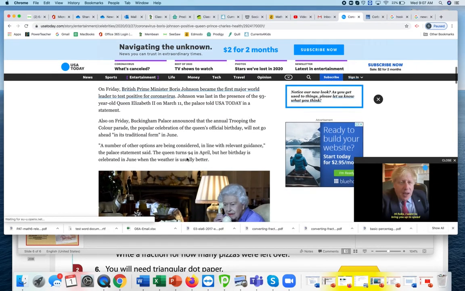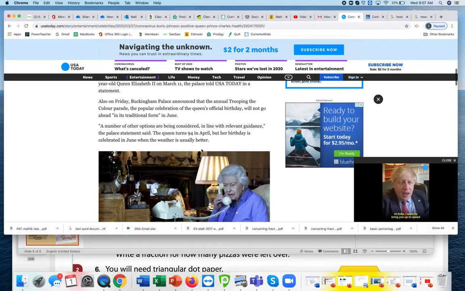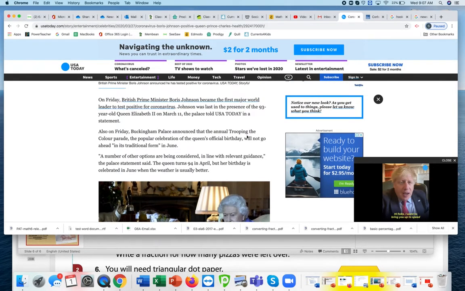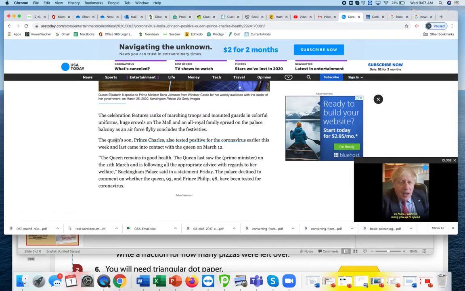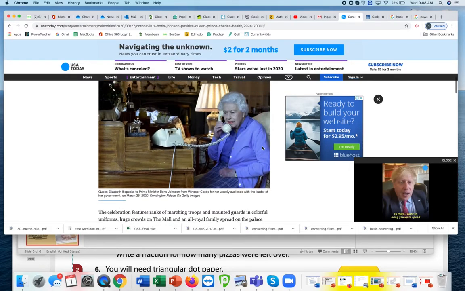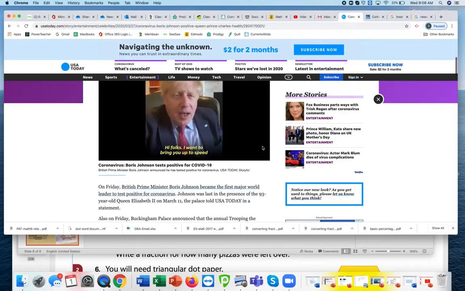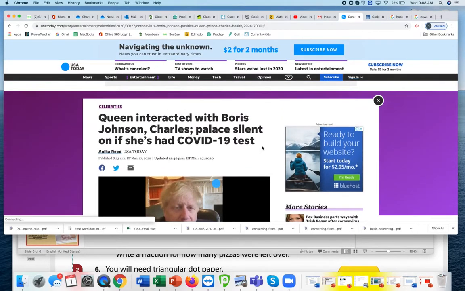In this, they do go into mentioning that her son, Prince Charles, the Queen's son, has coronavirus. It says the Queen's son, Prince Charles, also tested positive for coronavirus earlier this week, and last came into contact with the Queen on March 12th. So it's making us wonder, well, does the Queen have coronavirus? It says here that the palace declined to comment on whether the Queen, 93, and Prince Philip, 98, have been tested for coronavirus. So it doesn't really give away the why until later. That's pretty sneaky. It keeps us wanting to read quite a bit.